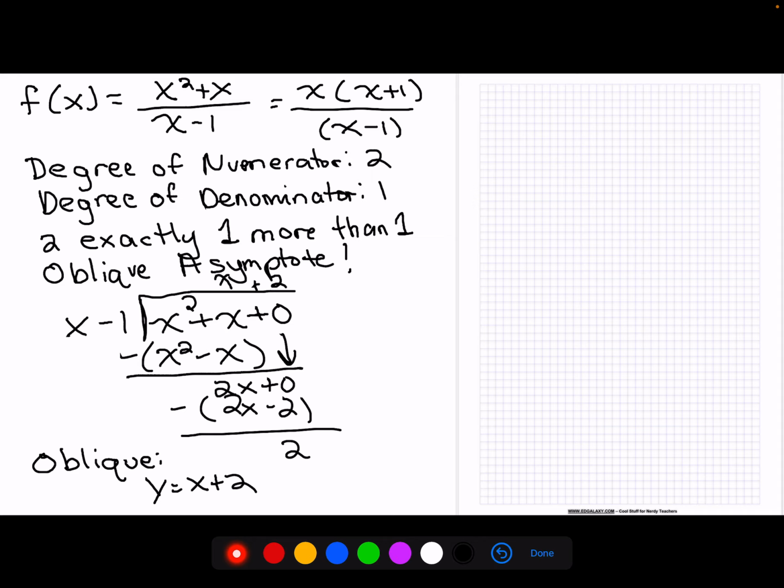All right, I'm going to move to the next slide. I was debating writing over the graph paper, but I've got plenty of space. So let's go to the next slide. My oblique asymptote is y equals x plus 2.